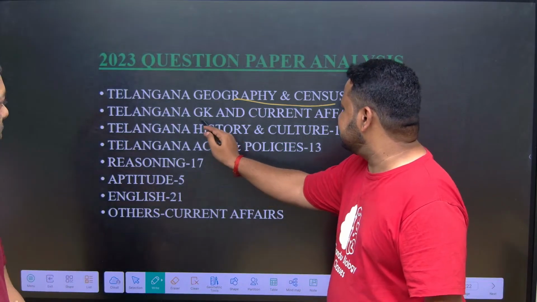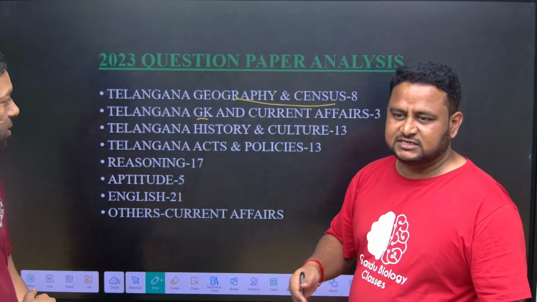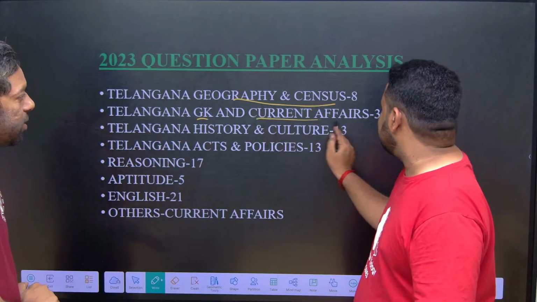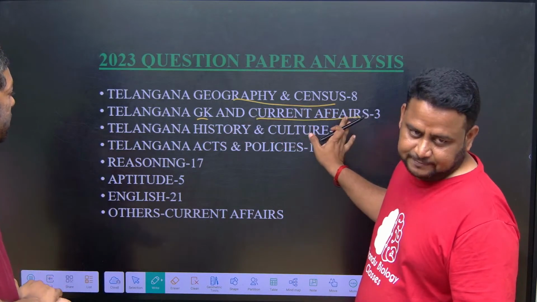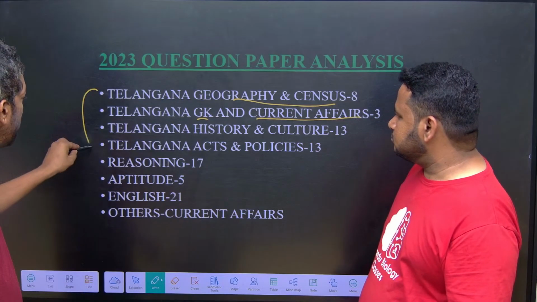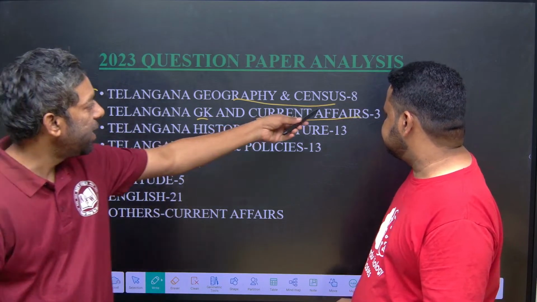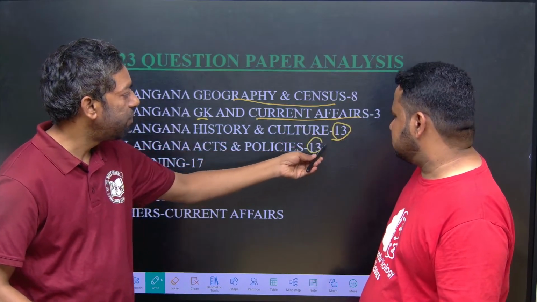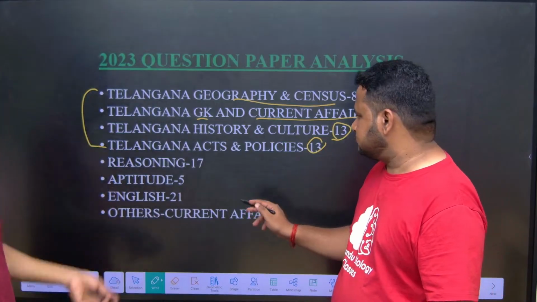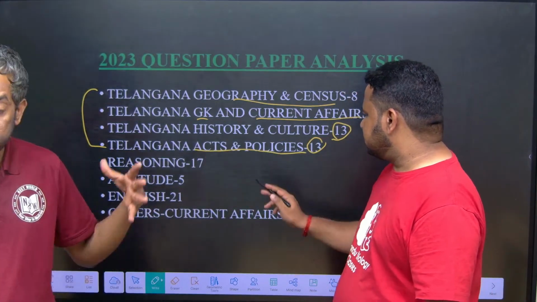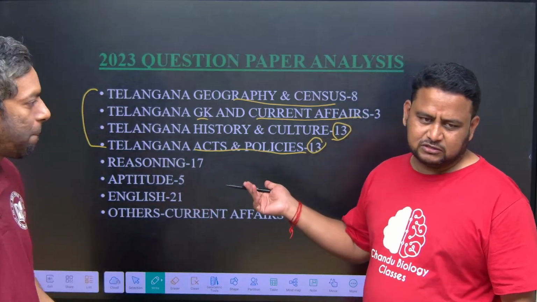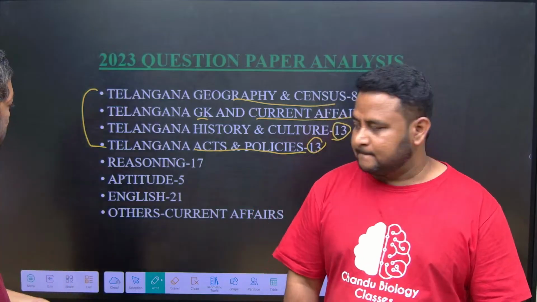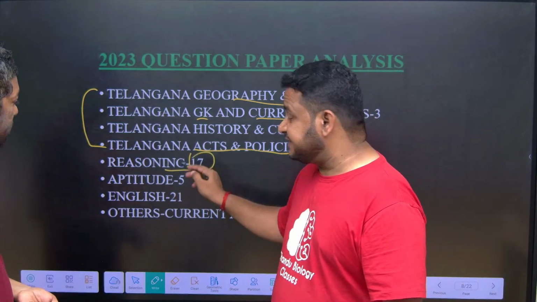Next, Telangana GK, static GK you must know: which is the biggest district, the smallest district, which district has the most fertile soil, all these things. Next, coming to Telangana-specific current affairs, there were 3. Altogether, Telangana-specific is 8 plus 3, so about 37 marks come from Telangana itself. Telangana schemes like the Raitu Bandhu scheme, exclusive for Telangana, about 37 marks.